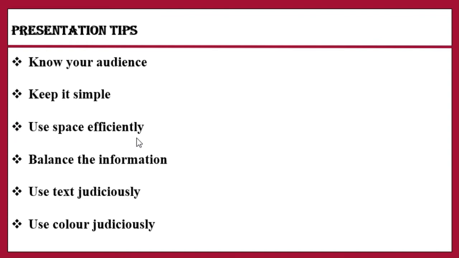Use space efficiently. Give proper spacing, children, so that it will be easy for your audience to understand. Balance the information. Don't include too much information or graphics. Ensure the proper balance of text and images. Use text judiciously. Make use of one or two fonts. Don't use too many different sizes of characters. Use colors judiciously. Use only a few colors. Avoid colors that clash with each other. Say for example, if you are giving a green color background, don't format the text with a green color font.